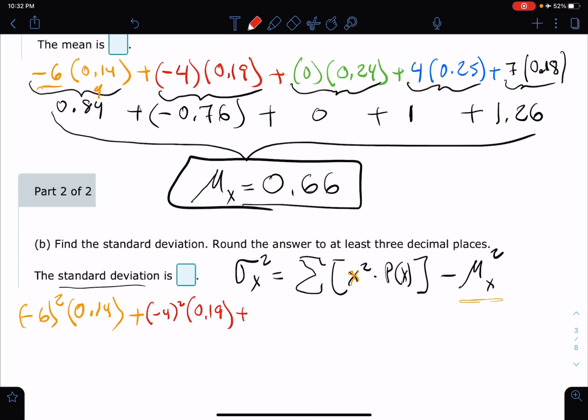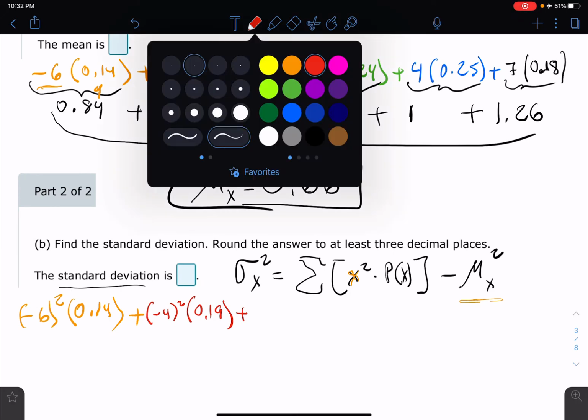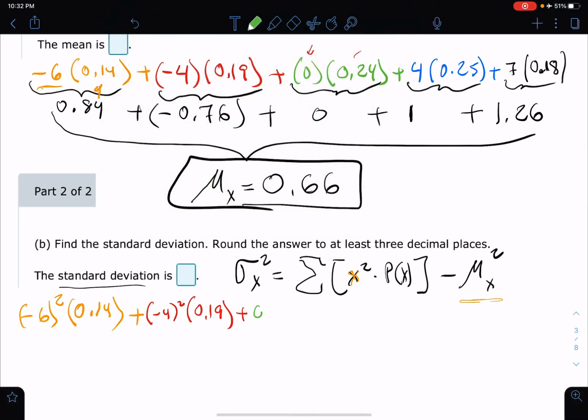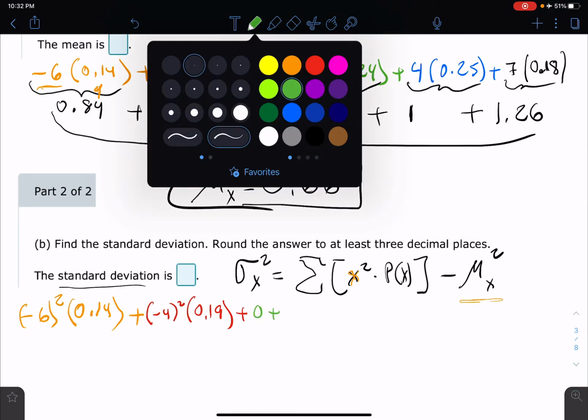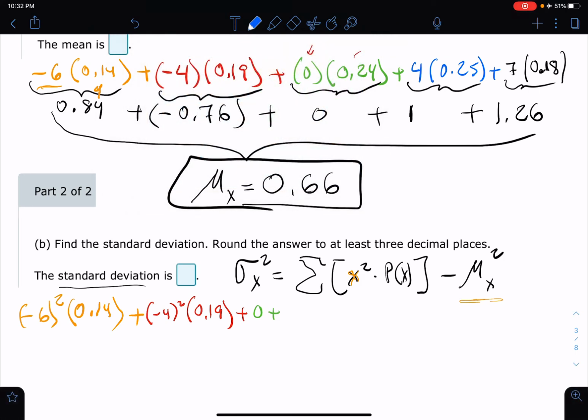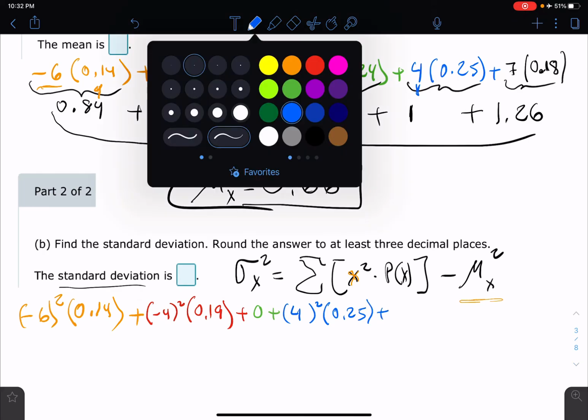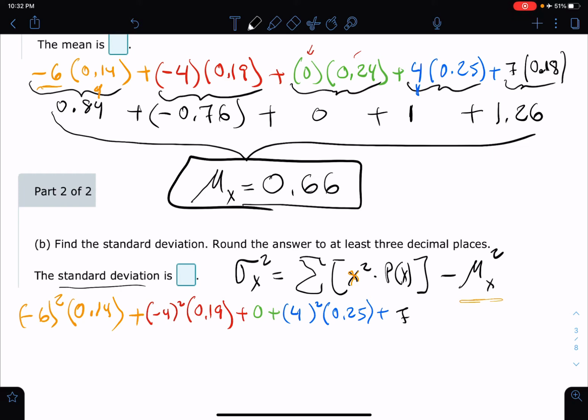Then the next thing is 0 squared, right? And 0 squared is 0 times this, 0.24, which is 0. So to show that, I'm going to put a 0 there because I know that's going to be 0. Taking a look at the next color, which is blue, I've got 4 as the event, so 4 squared times 0.25. Plus, and then in black, I had 7 squared times the probability of getting that, 0.18.